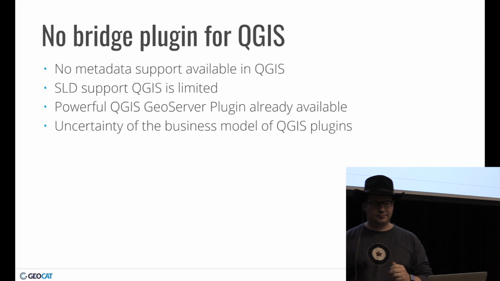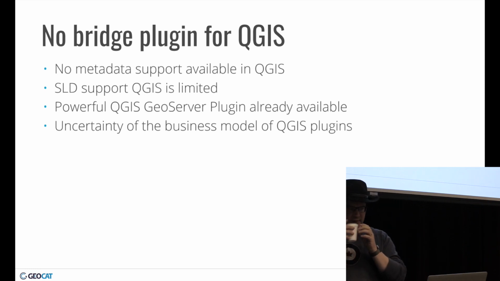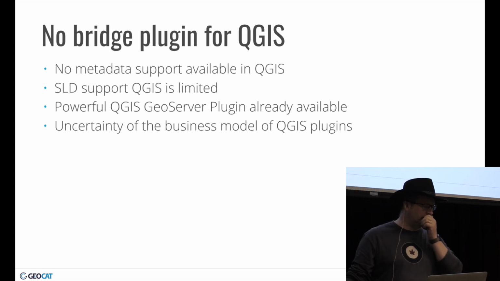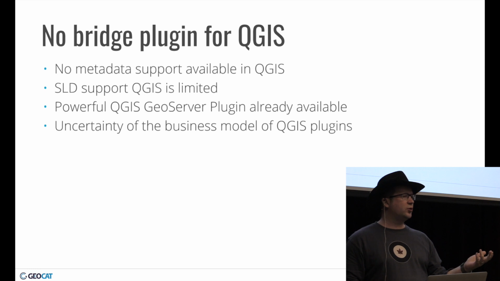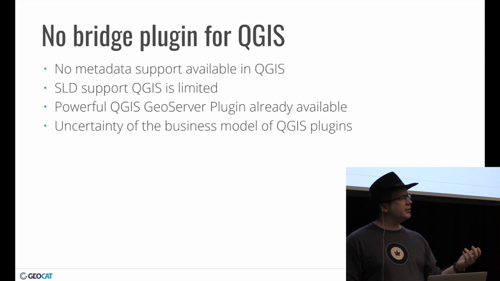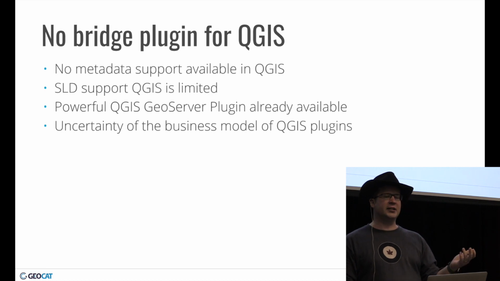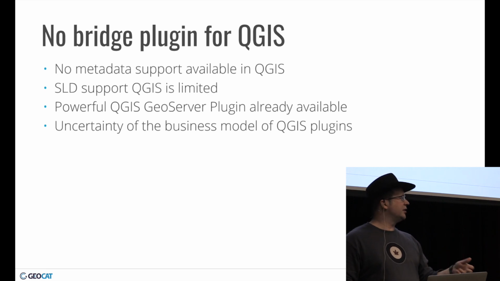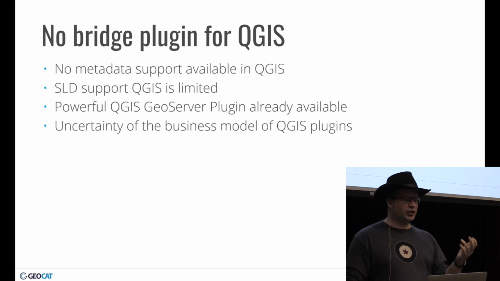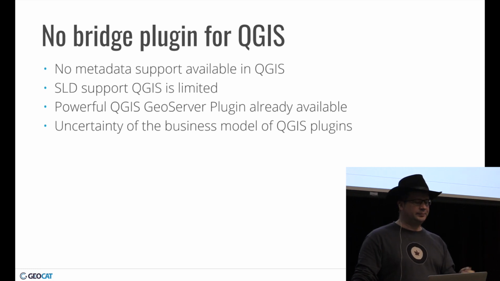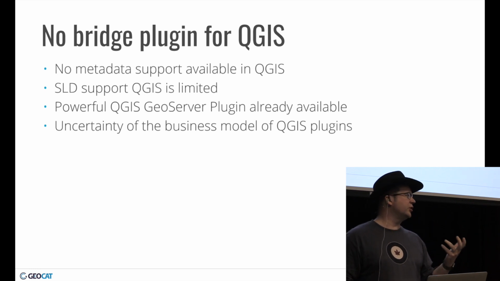So there was no metadata support available in QGIS at the time. The SLD export for QGIS was really very limited. It's improved a little bit in the last year, but it still didn't support things like expressions and so on. And there was a powerful QGIS GeoServer plugin already available. And we also had a bit of uncertainty around the business model for QGIS plugins.